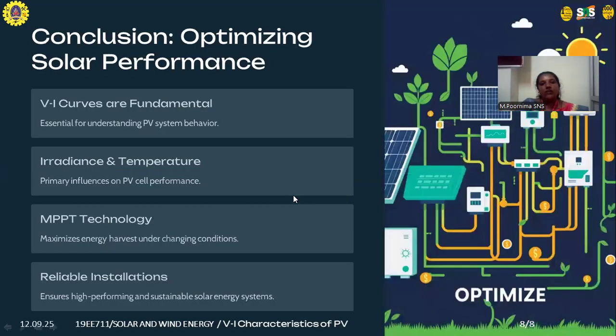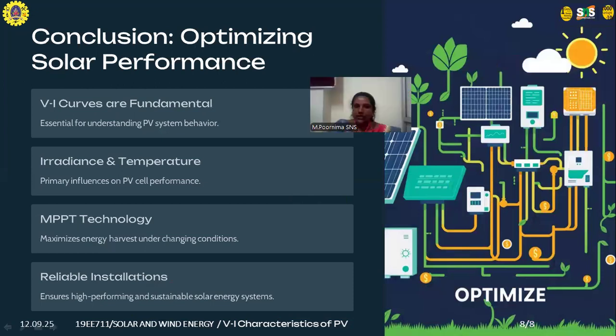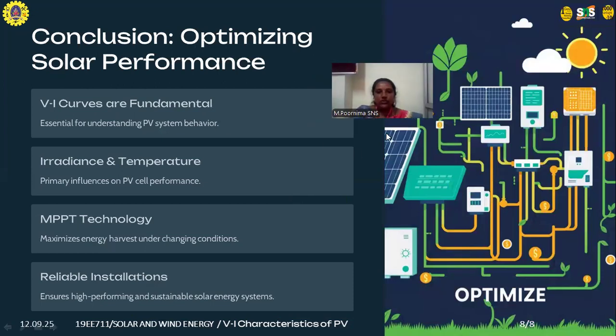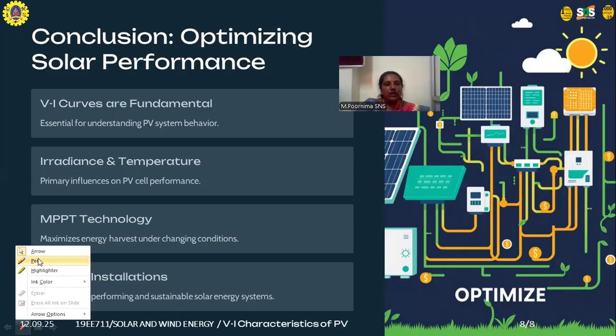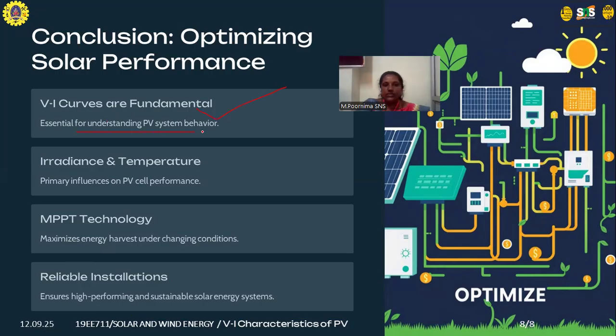Finally, we are coming to the conclusions. What conclusions do we have? The first is the VI curve fundamentals, which are essential for understanding PV systems, irradiation and temperature. If the cell temperature increases, what are the effects? And the MPPT technologies for energy harvesting under changed conditions and reliable installations. So these are the things we have concluded.